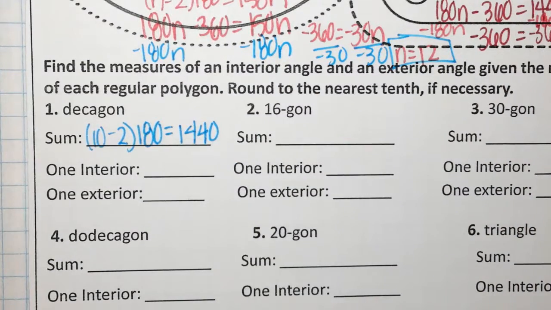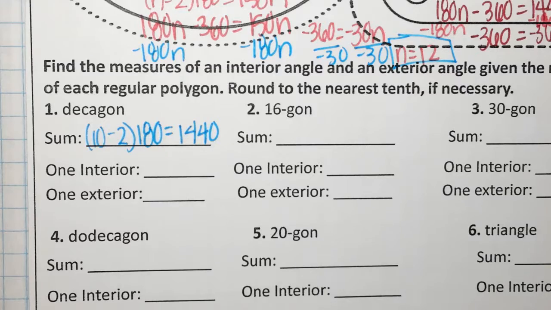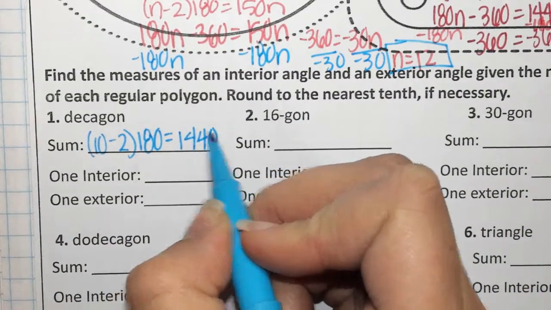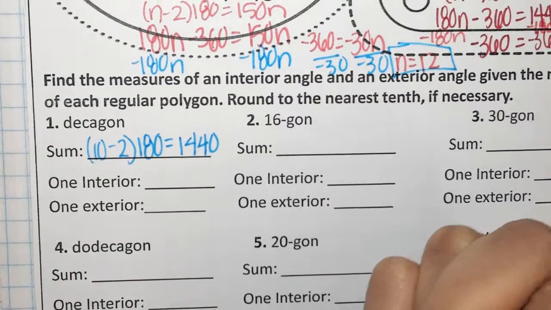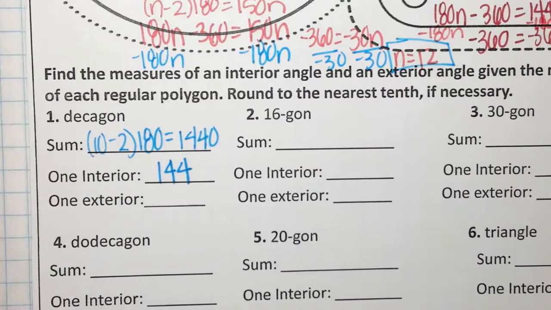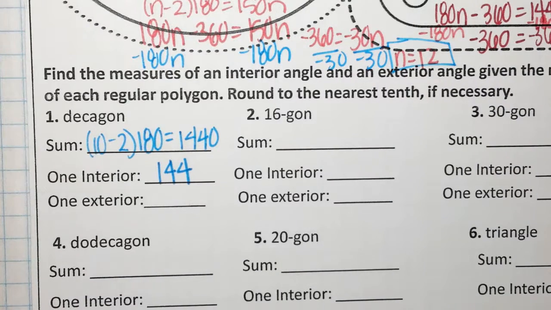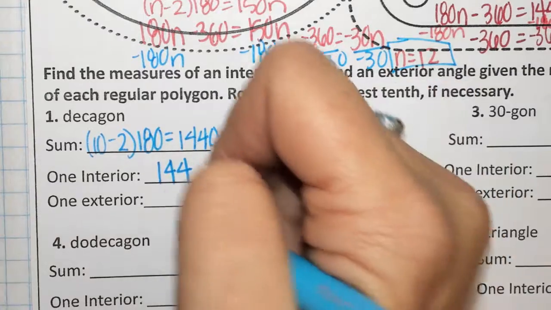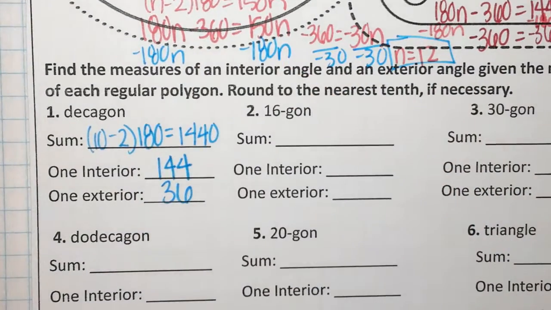Alright, so then how do we find one interior angle? You divide it by the number of sides, right? So do 1440 divided by 10. What's that going to give you? 144. And then how do you find one exterior angle? 360 divided by 10. So what's that going to be? 36. Boom, finish it without me.